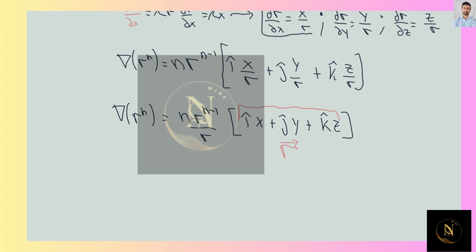And over here, I can take the r in the denominator and plug it into the exponent, and we get n times r to the n minus 2 times r as a vector. And with that, we are done with the procedure.